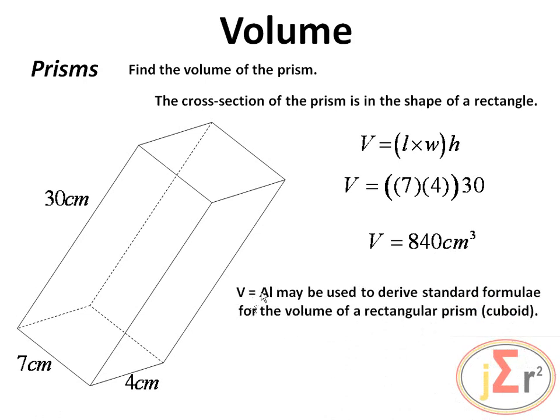The volume, which is equal to area times length, may be used to derive standard formulae for the volume of a rectangular prism. So let us look at that. V is equal to AL. What is the area in the shape of a rectangle, which is length times width? So V is equal to length times width times height. Of course, we have it right here, but not in such explicit arrangement, with the multiplication signs shown.